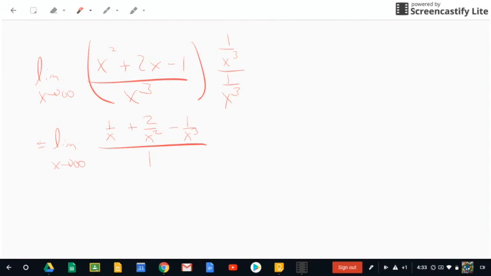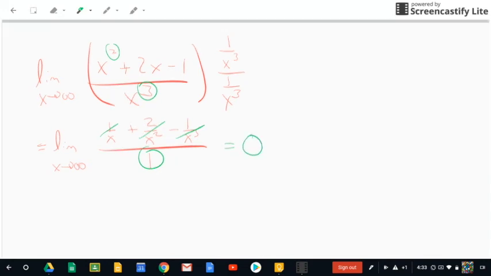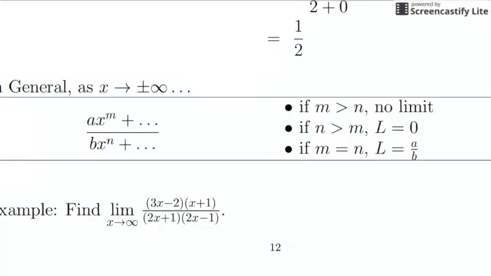and the denominator will become 1. Now, notice that in this case, this is going to go to 0. This will go to 0. This will go to 0, but the denominator doesn't. In the case where the degree of the numerator is smaller than the degree of the denominator, it will always behave like this. This is going to go to 0. Okay? So that's kind of a neat little result there.